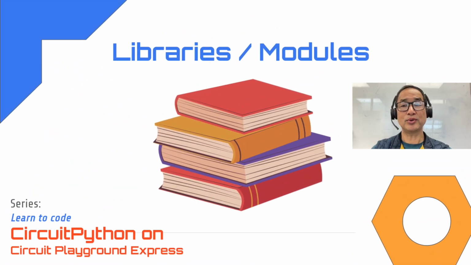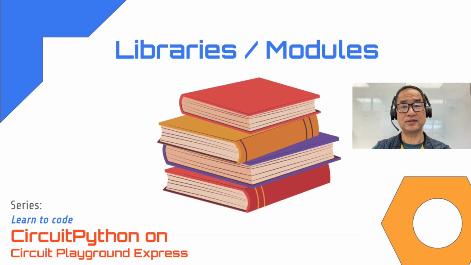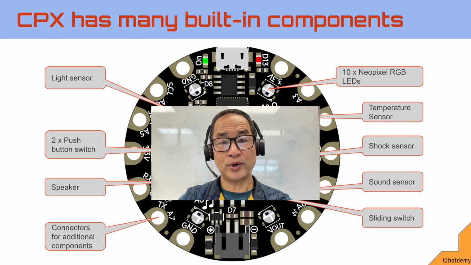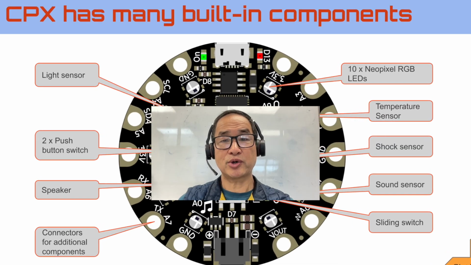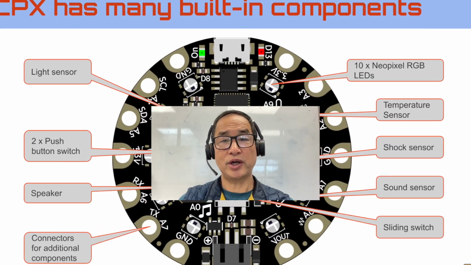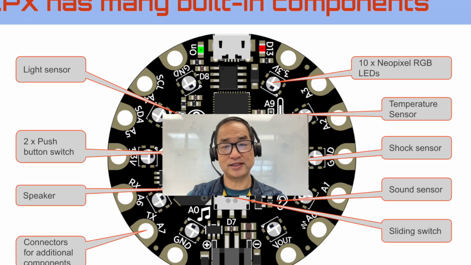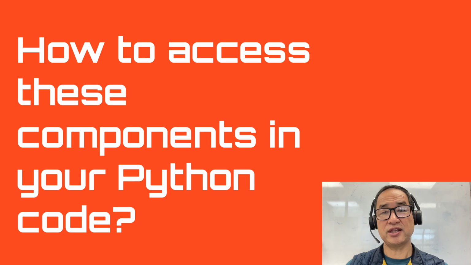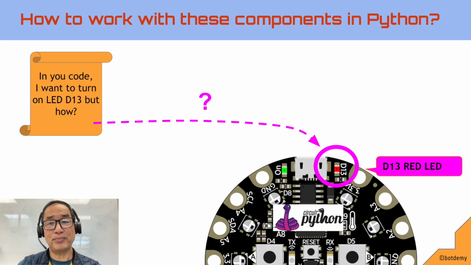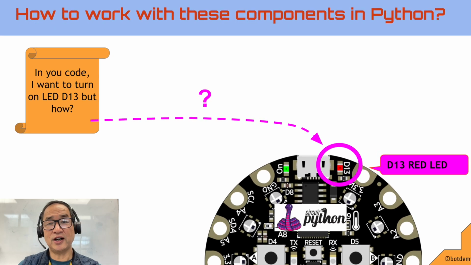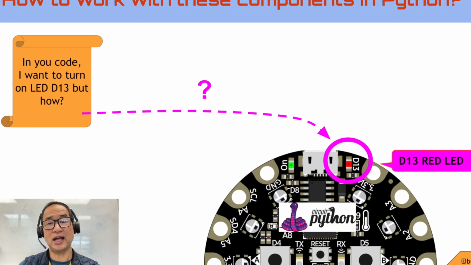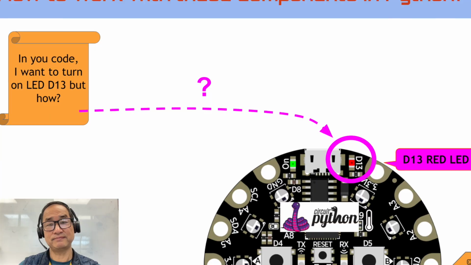Today, I'm going to talk about libraries. They're also known as modules. As I mentioned before, your Circuit Playground Express comes with many built-in components. So the question is how to use them in your Python code. For example, how to turn on and off this built-in LED light called D13 LED in your code.